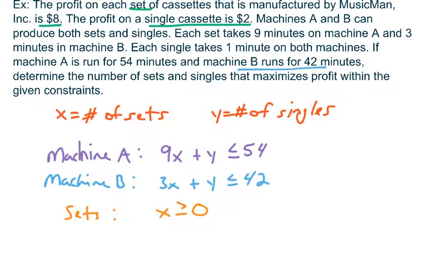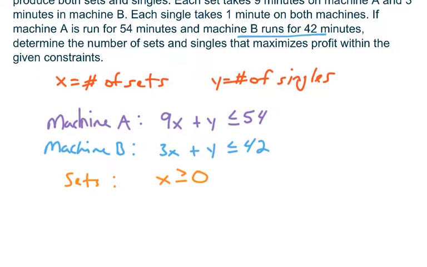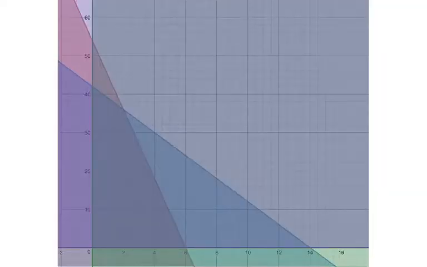So the singles here, those are the y values. Those can't be negative. So y has to be greater than or equal to 0. So now we've got enough information, we've got our system, we've got our constraints. Now let's go ahead and graph it. I already used Desmos for this, and this is what the picture looks like. The colors are a little bit different than what I wrote them in, but that's okay.